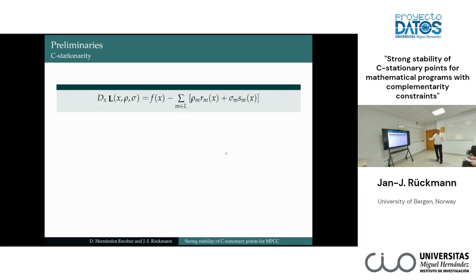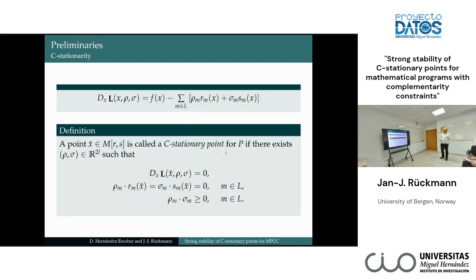Now, of course, we use all our machinery, you know, the Lagrange function, and we now define the C-stationary point. We mentioned it many times, but we didn't define it so far. Let's look at the definition here. So we have the Lagrange function, the gradient with respect to x. This is like in the classical case. Then we have complementarity constraints. This is also like in the classical case.